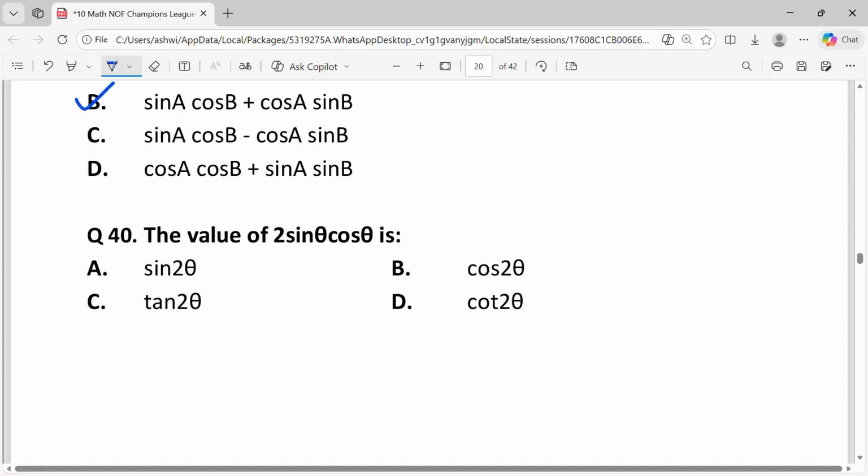Question 40. The value of 2 sine theta cos theta is A, sine 2 theta. The expression 2 sine theta cos theta is the double angle formula for sine, also a fundamental trigonometric identity. It is equivalent to sine 2 theta.